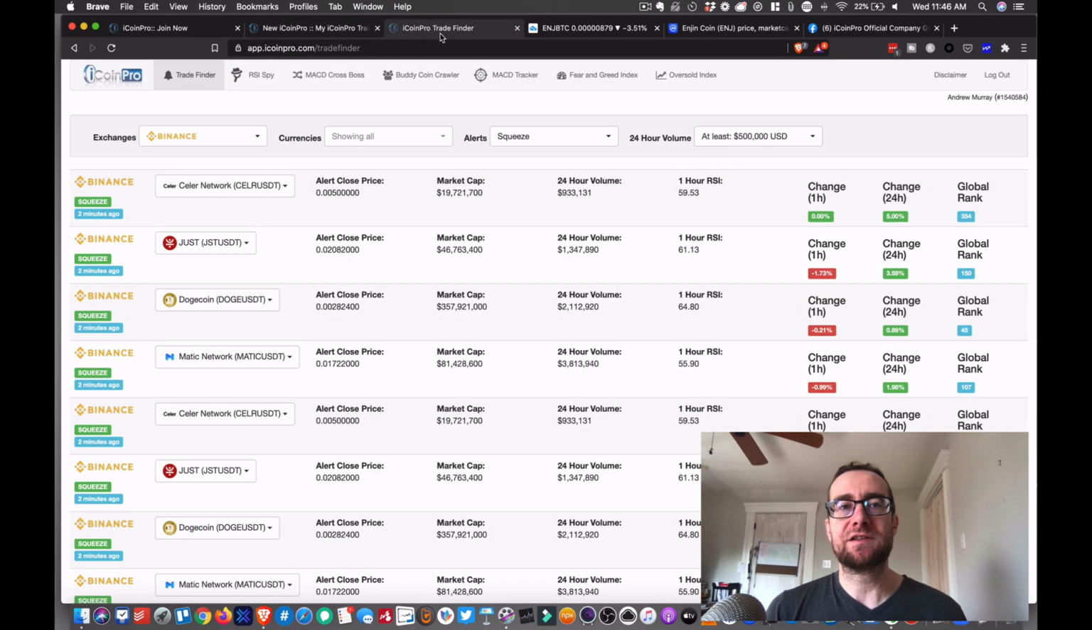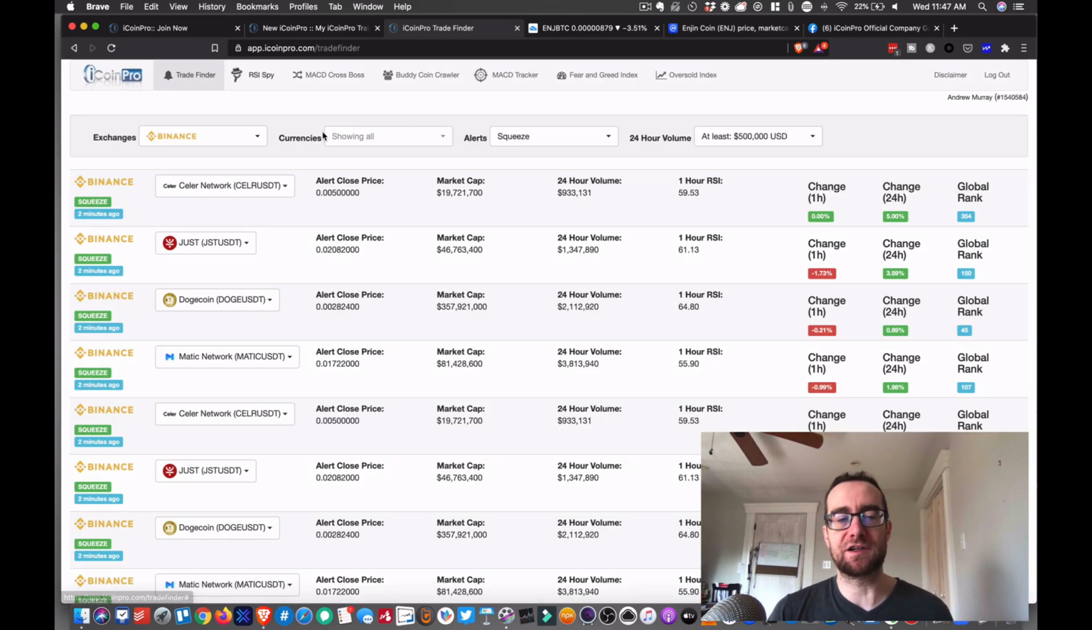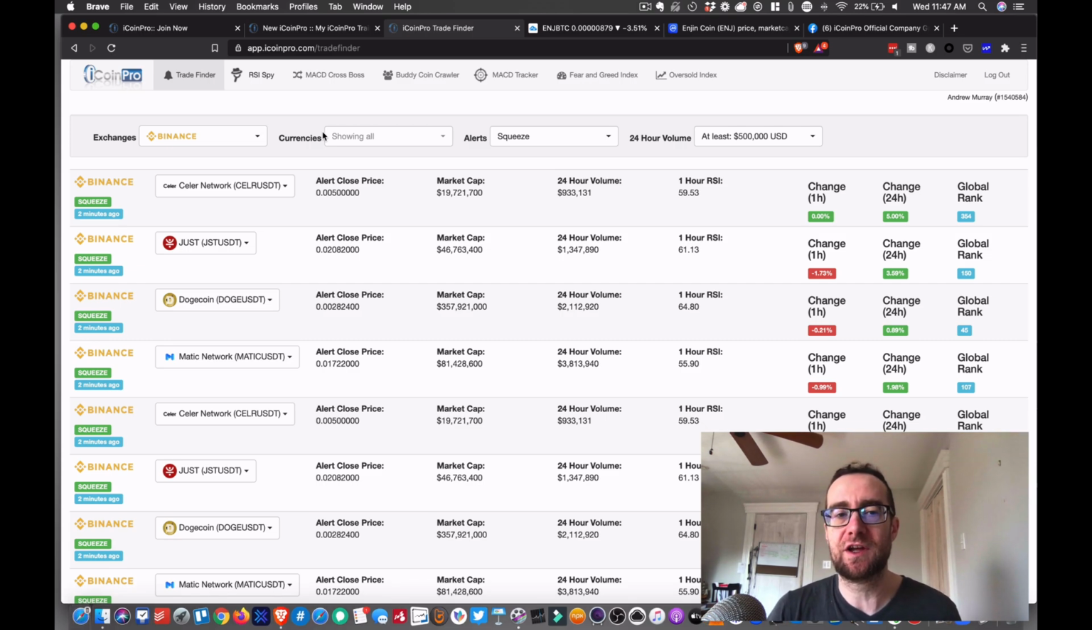The other thing is the trade finder. Now, when you have the third level membership, you can access the RSI Rider, the MACD cross boss. So these are different filters that show you very profitable trades. The buddy coin crawler, the MACD tracker, the fear and greed index, and the oversold index, right?